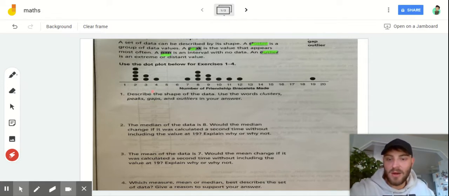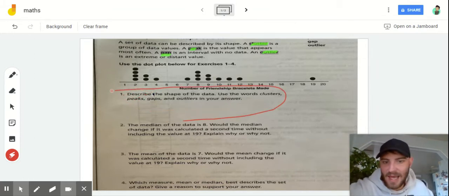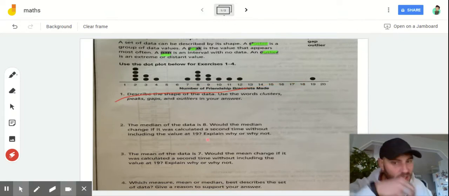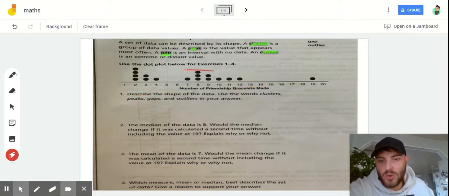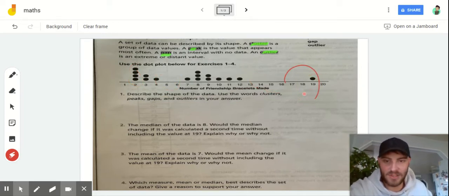Okay, so now we are going to describe the shape of the data. Use the words clusters, peaks, gaps, outliers in your answer. So there are two clusters, a peak, two gaps, and one outlier. That's what you would say. The median of the data is 8.